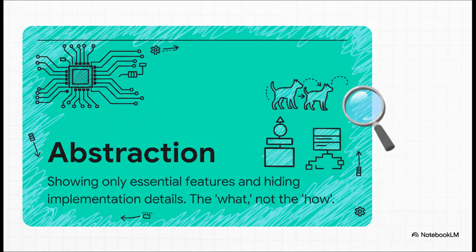So, abstraction. When an interviewer asks for an example, here's what you say. Think about the public functions of a class. They're like the buttons on your TV remote. You know that the volume button makes it louder, but you don't need to know or care about the complex circuitry inside that makes it happen. That's abstraction. It's all about a simple interface hiding away the messy details.